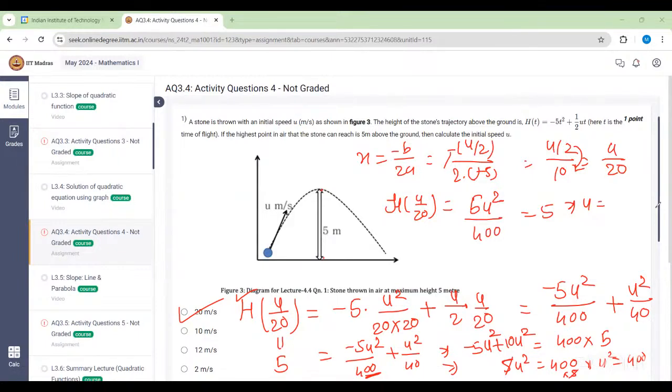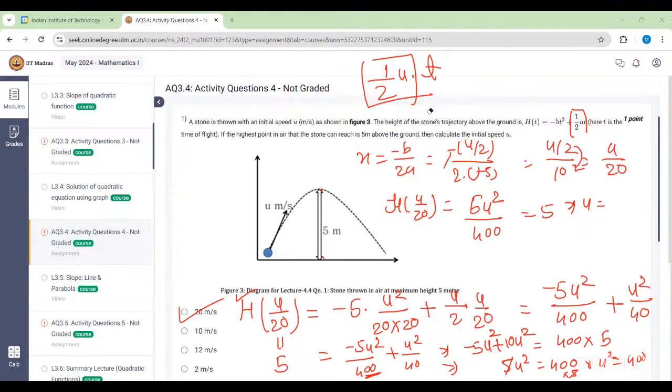Minus b by 2a, but b is half, 1 by 2. b is not half, b is u by 2. Because with t, it's given that 1 by 2 u into t. So whatever quantity is there with t, it must be u by 2. Not, then u is multiplied by 1.